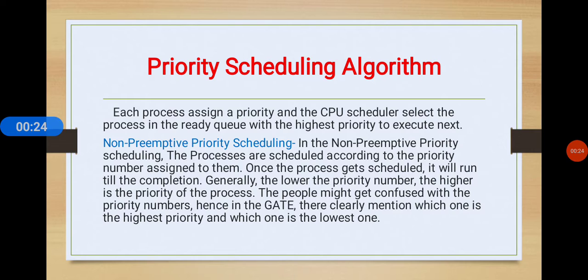In the non-preemptive priority scheduling, the processes are scheduled according to the priority number assigned to them. Once the process gets scheduled, it will run till the completion. Generally, the lower the priority number, the higher is the priority of the process. People might get confused with the priority numbers, hence it should be clearly mentioned which one is the highest priority and which one is the lowest one.